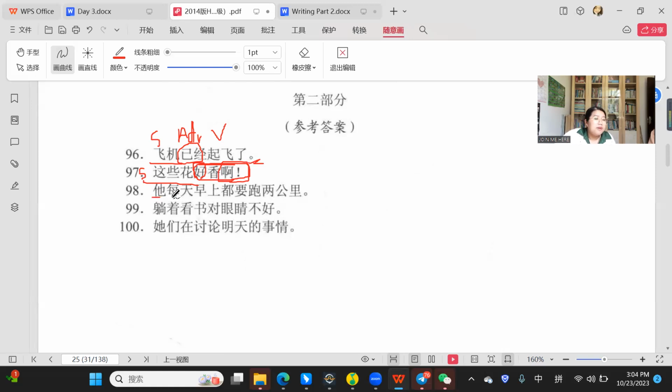And 他每天早上都要跑2公里. In here, 每天早上都 is the adverb. And in here, 要跑 is the verb. 2公里 is the object. 好，躺着看书，对. So in here, we use this 躺着看书 as the subject. And 对眼睛不好 is the predicate. You see, the 对 pattern. 躺着看书对眼睛不好. And in here, 他们在讨论明天的事情. 他们 is the subject. 在讨论 is the adverb and verb. 明天的事情 is the object. So you just analyze the object.